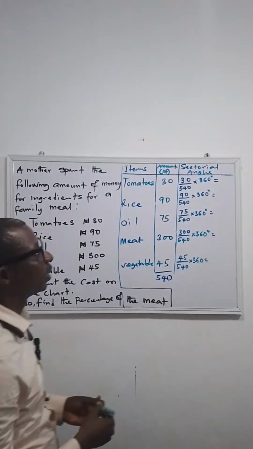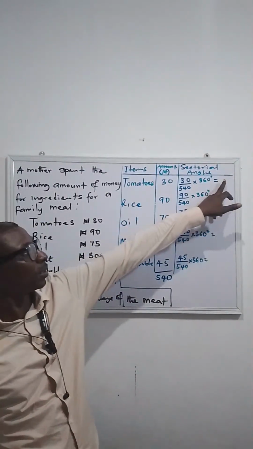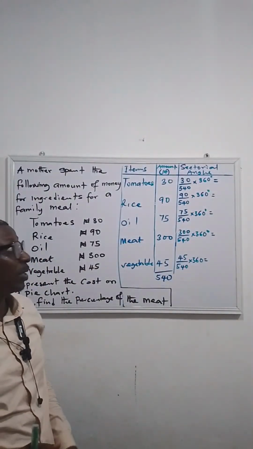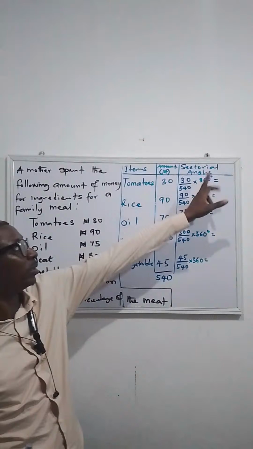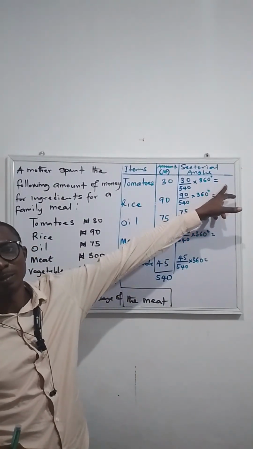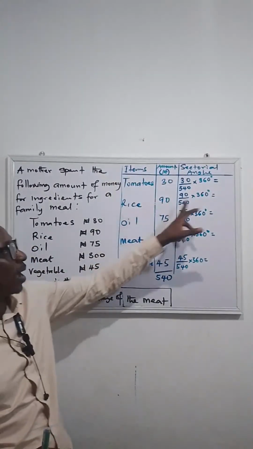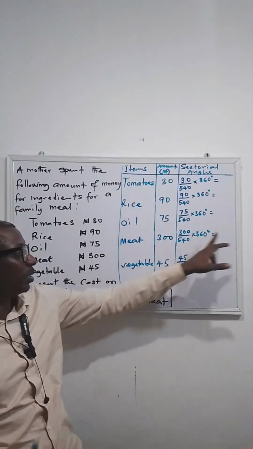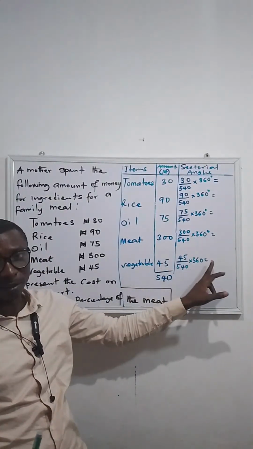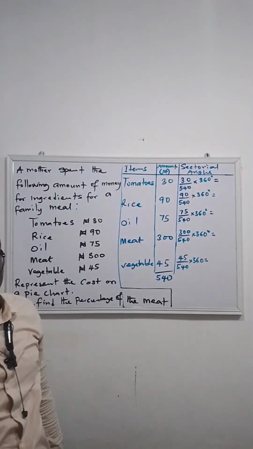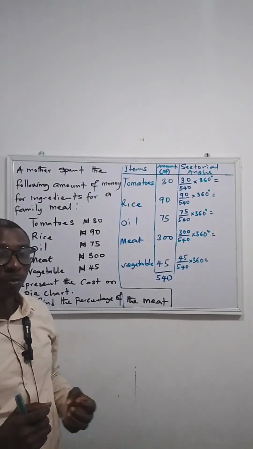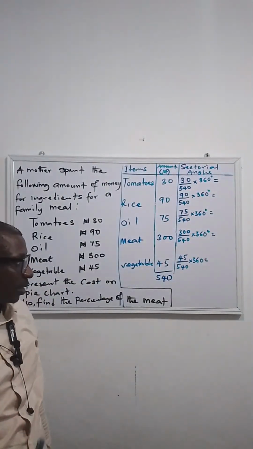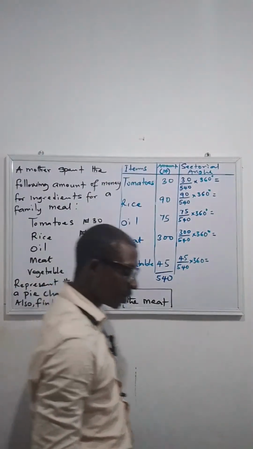All right, so now you evaluate this and tell me what the answer is. So I want you to do that. Now get your writing materials. So what is going to be the sectorial angle for tomato, the sectorial angle for rice, for oil, for the meat, for the vegetable? I want you to put that in the comment section. Make sure you participate. So get the sectorial angle for each of them and drop your answer in the comment section. Let's see what you have.